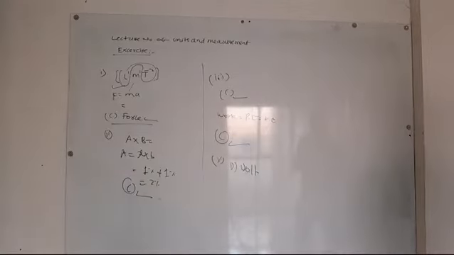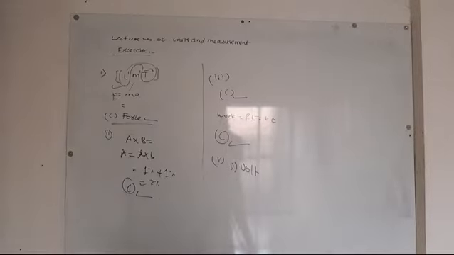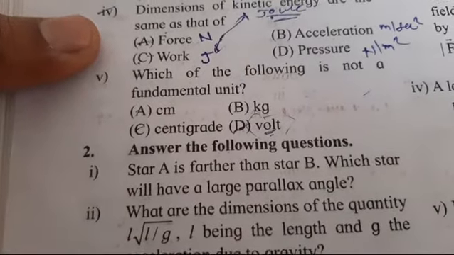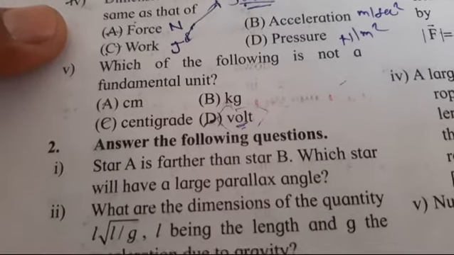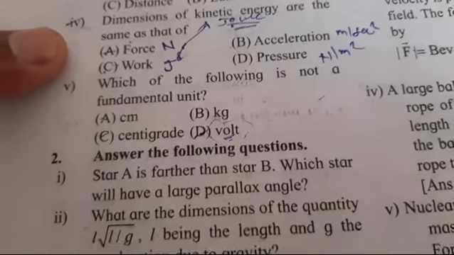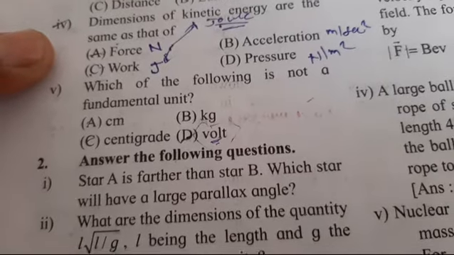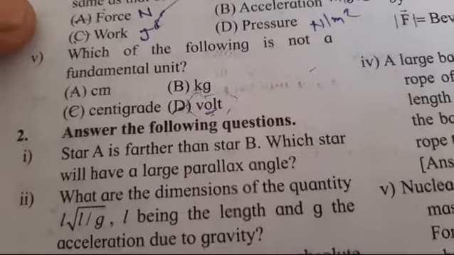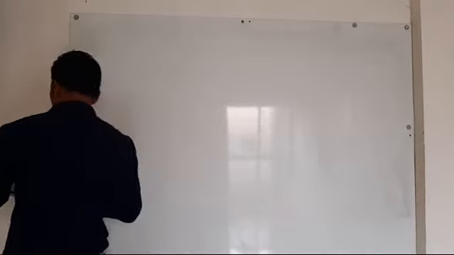Students, complete question number 1. Okay. Next, answer the following questions. Question number 2. First question: star A is further than star B, which star will have a large parallax angle? Okay, student. Star A is further than star B.